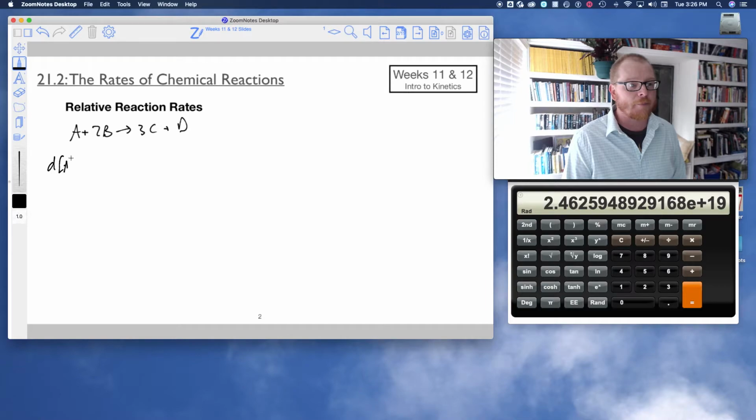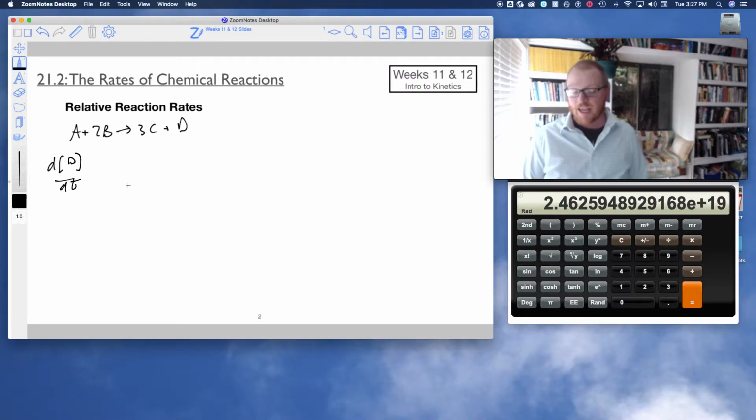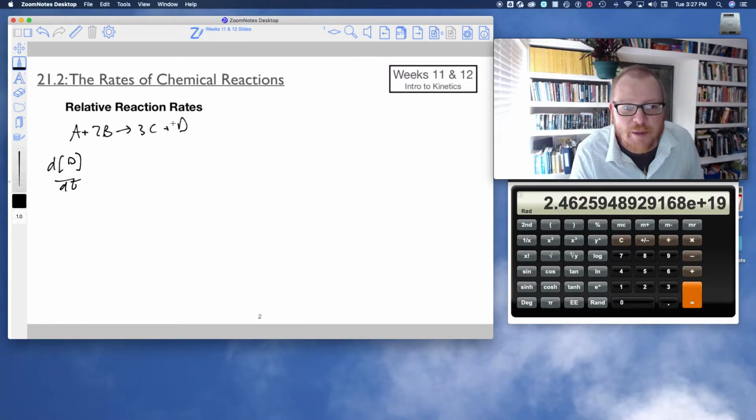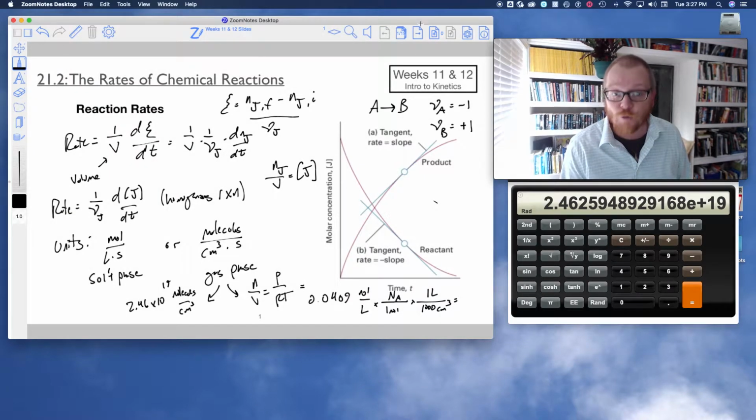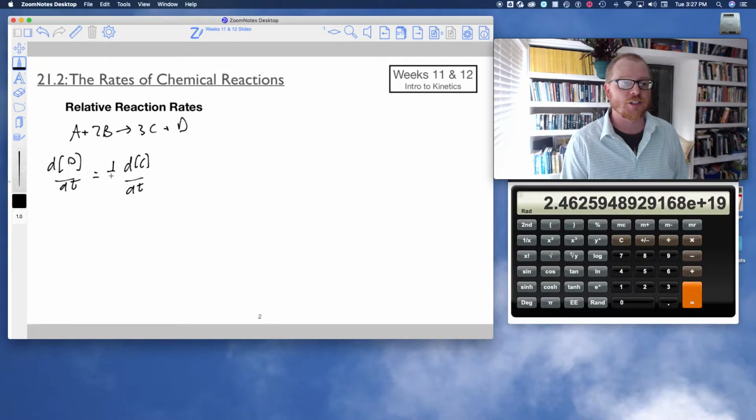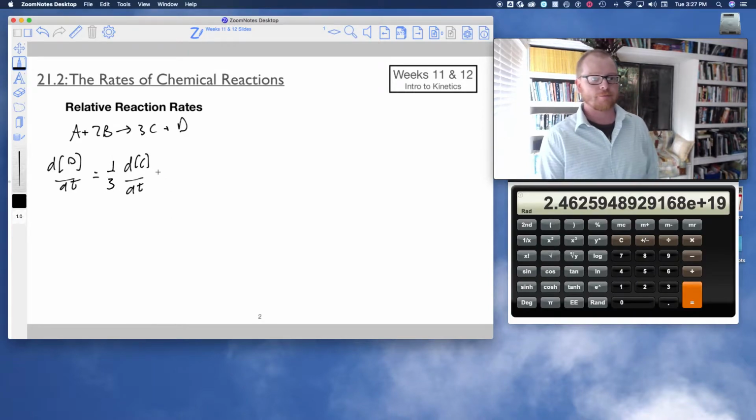If I start with D, it's going to be d[D]/dt, and it's 1 over 1 because there's a stoichiometric coefficient of 1 there. I'm not going to include the 1 over 1, so it's just d[D]/dt. Now in terms of C, I'm going to write d[C]/dt, and following the 1 over the stoichiometric coefficient, it's 1/3 d[C]/dt.